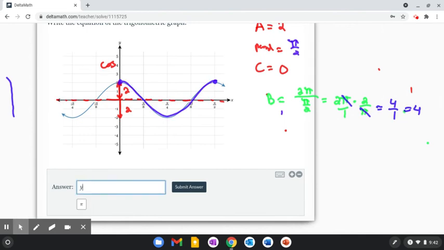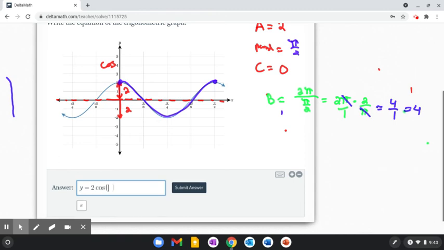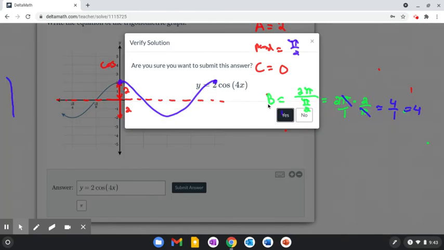So we've got y equals 2 for the amplitude, cosine of 4, and then we always need our x. Since the midline was 0, you can envision an imaginary plus 0, but we don't write plus 0 because that's the same as not writing anything. So we're just going to write it as 2 cosine of 4x.